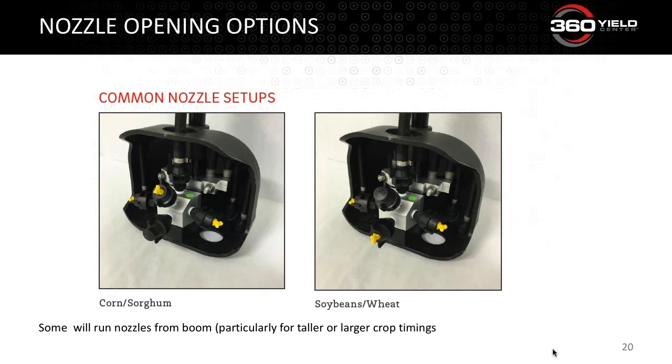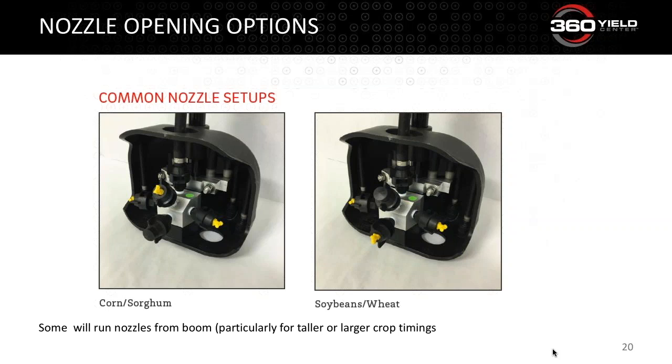And if not, either raise or lower your boom to control where the undercover is, or there are 2 set screws. You can see it in the picture that you can quickly loosen and slide it if you need to on the riser. But back to Jim's question, in corn and sorghum, I generally like to run the top one and the 2 side ones, and I cap the back.